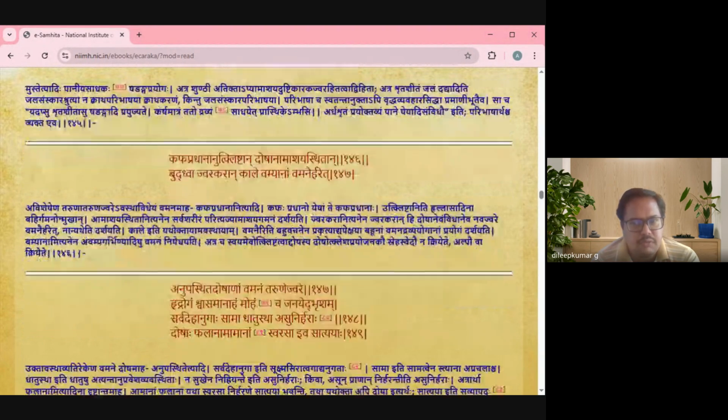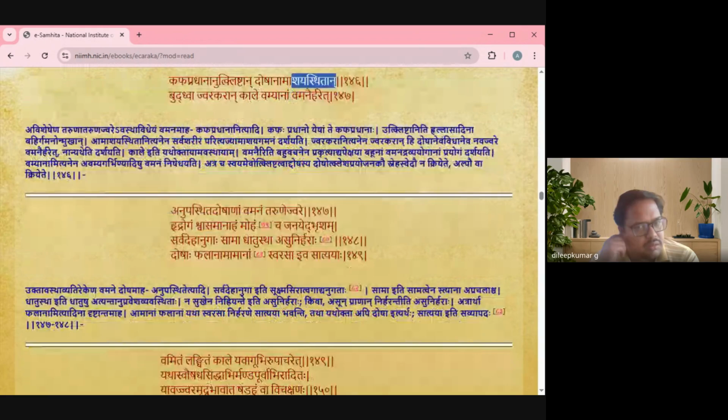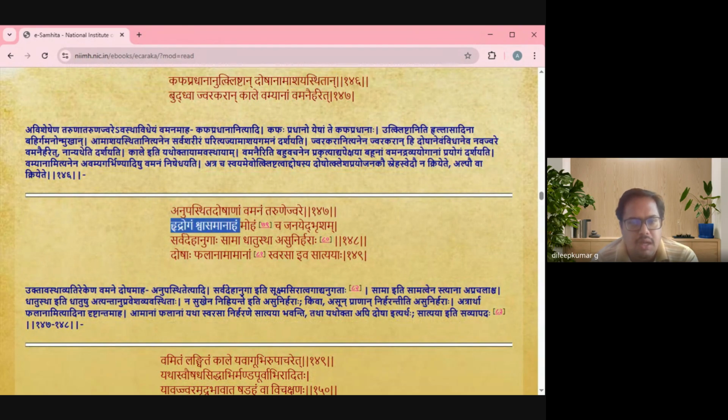Next, when Vamana should be carried out in Jvara. So these are all the conditions: Kapha Pradhana Jvara, utklishta, excessive vitiated kapha is present in Amashaya or urdhva places of the body. Doshanam amashaya sthitam. When doshas are located in Amashaya, then you can do Vamana. If doshas are not well vitiated to go for Vamana, but still Vamana is done, it may result in hridroga, shwasa, anaha, moha.